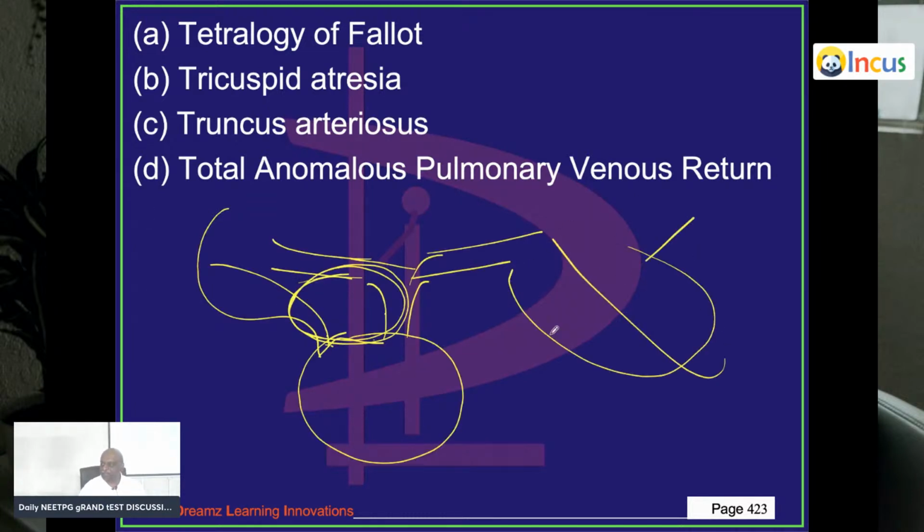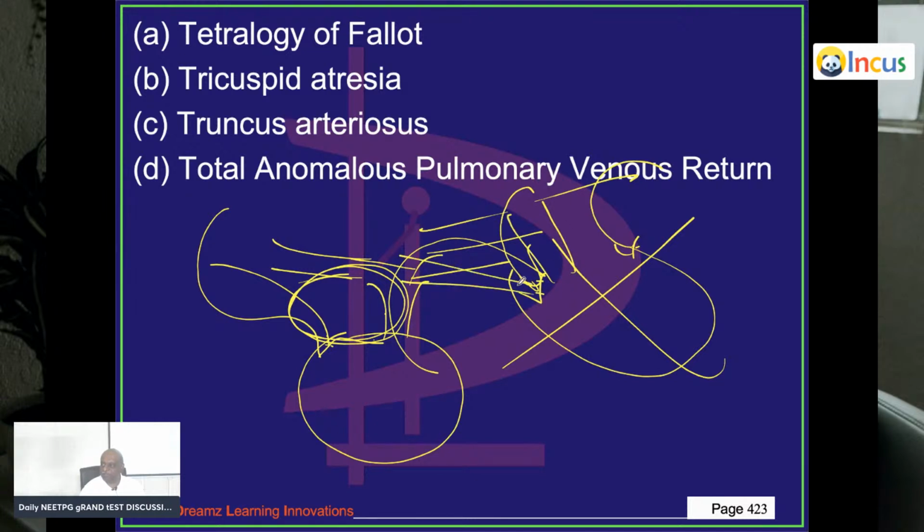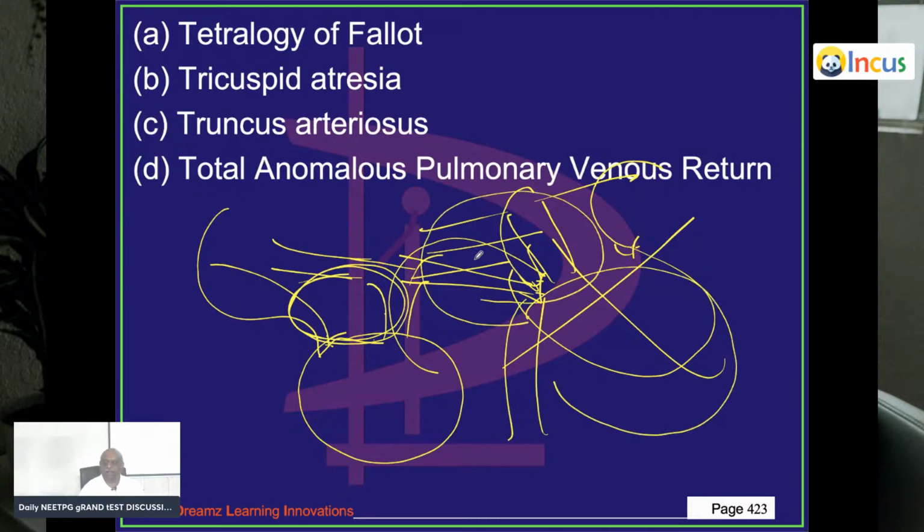Total anomalous pulmonary venous circulation means instead of draining into the left atrium, pulmonary veins drain into the right atrium. Also, SVC and IVC are coming. So, left and right will form one common pulmonary vein that combines with SVC and IVC to form ultimately a figure of eight. Okay?